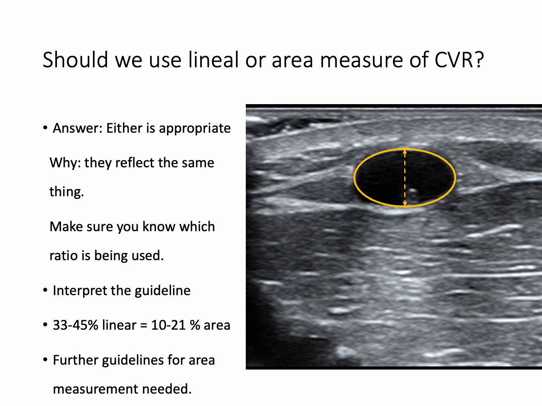So when we interpret the guidelines, if you look at the INS standards of practice, they recommend less than 45%, but previously it was a range. It was 33 to 45% or less than 33%. When we look at area, it has a different number. So what happens between 33 and 45% from a lineal measurement corresponds to 10 to 21% in area-based measurement.